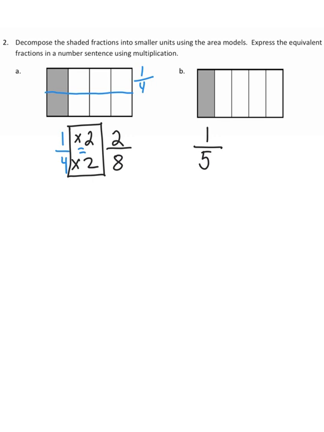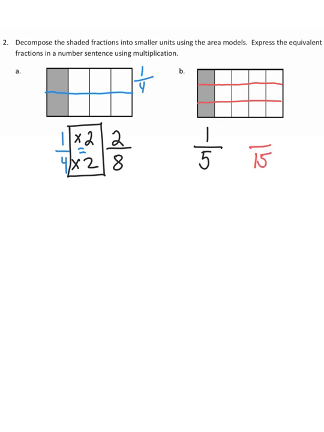So let's say I'm not going to cut it up once. I'm going to cut it up twice. Be a little bit different, okay? And now what do we have? Well, let's see if we can find an equivalent fraction doing this. 1, 2, 3, 4, 5, 6, 7, 8, 9, 10, 11, 12, 13, 14, 15. So now I have cut up this area model into 15ths.